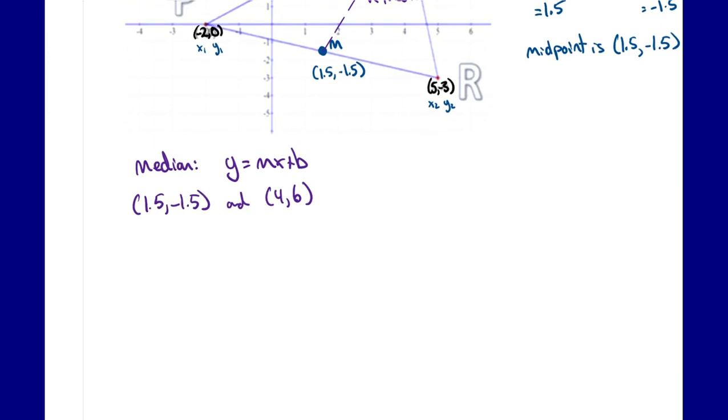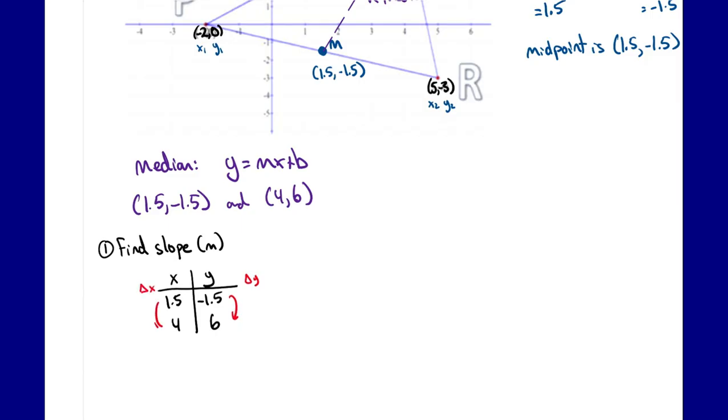First thing we're going to do is find the slope, or the m value. There are different ways you can do this. You may put this into a table with an x and y. So we have 1.5, negative 1.5, and then 4 and 6. Let's look for our change in y and change in x. So y goes up by 7.5, and x goes up by 2.5.